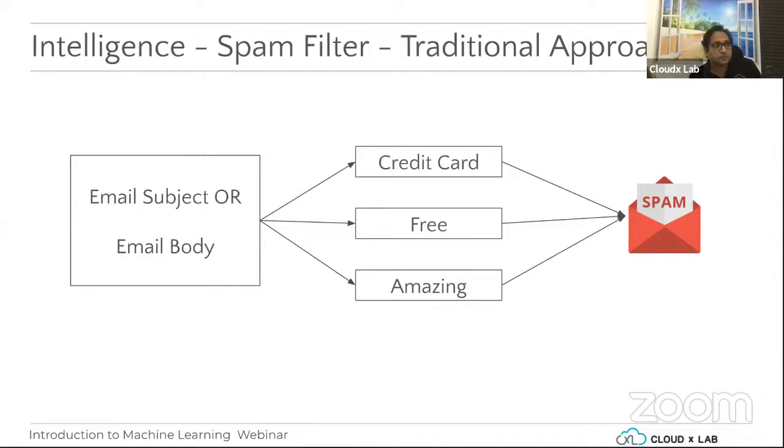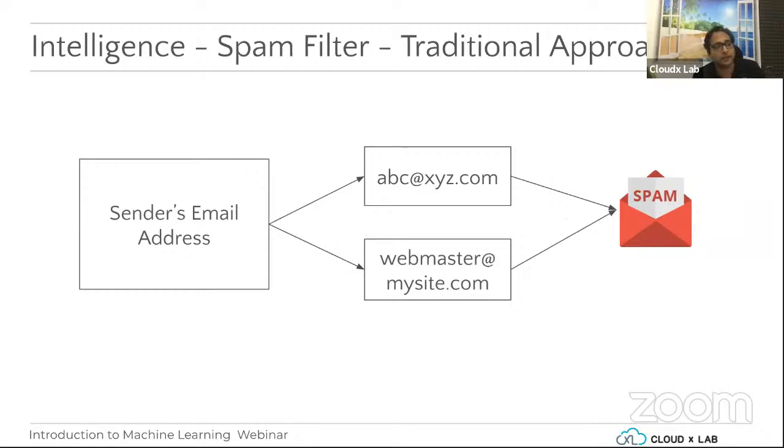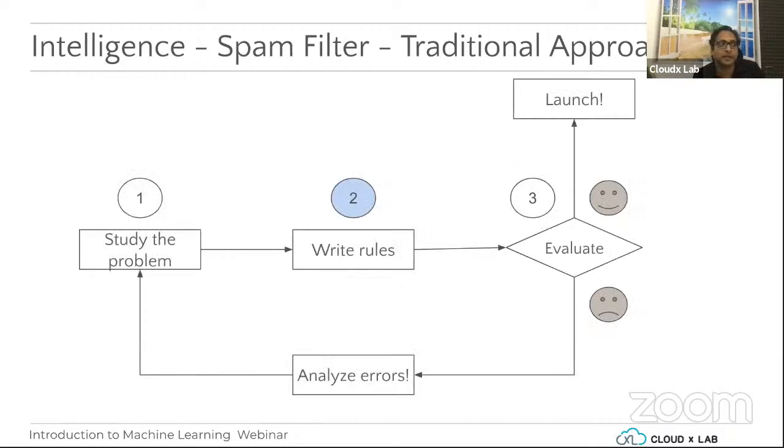Now, these are the kind of rules that you'll be writing: if the email subject contains credit card, free, amazing, most likely it's spam, right? If the sender's email is abc@xyz.com or webmaster@mysite.com, it might be spam, right? Now, this is the traditional approach, okay? Writing rules is the responsibility of people.